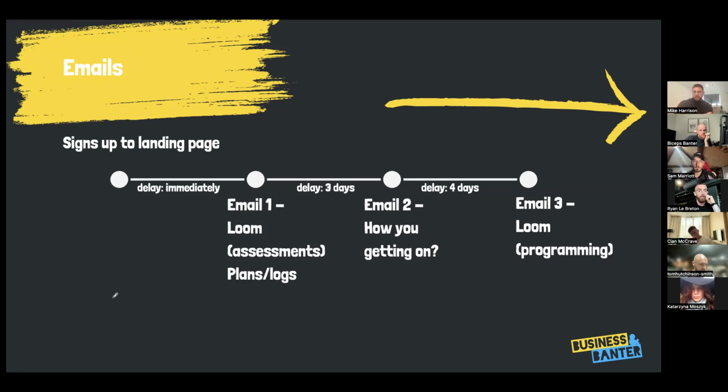You can then see how many views each one has had. So if your first Loom has had 100 views, your second Loom has had 70 views, your third Loom's had 20 views, you can see at what point the majority of people start to drop off. So then you can know when to re-engage with them a little bit more aggressively. So you can start to gather that data over time.